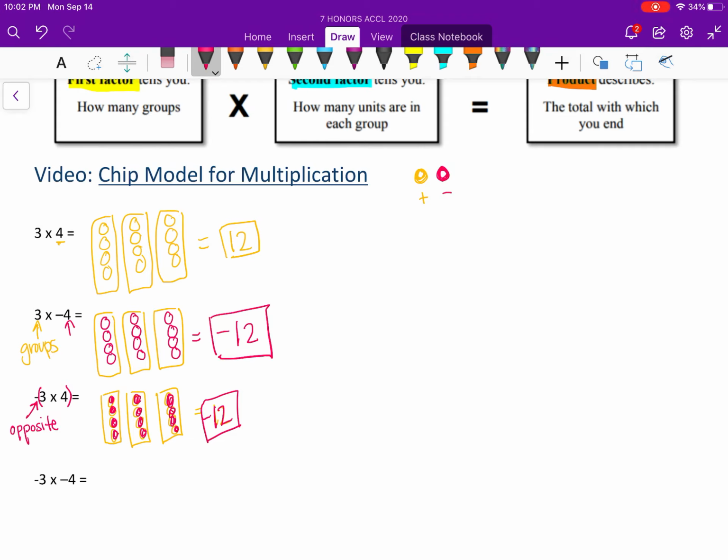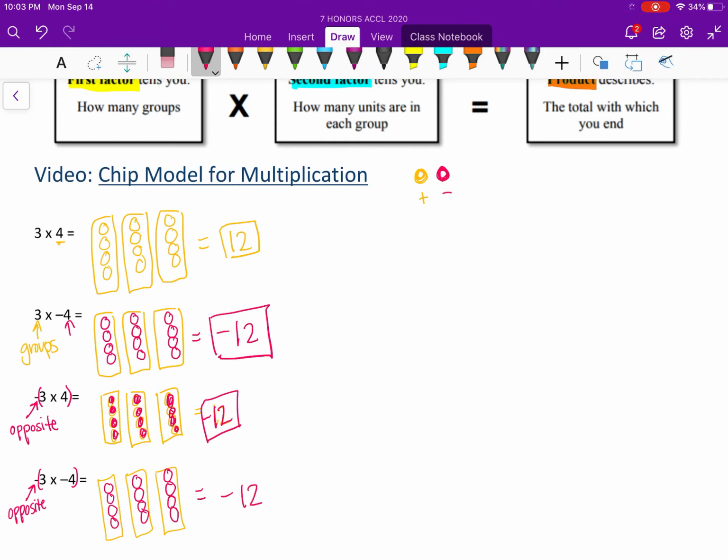For our last one, remember this means opposite. Three times negative 4. Okay, so we have 3 groups of negative 4 chips. 1, 2, 3. And we're given 2, 3, 4. So here's my 3 groups of negative 4 chips. That's what's inside my parentheses. Well, I want the opposite of that.